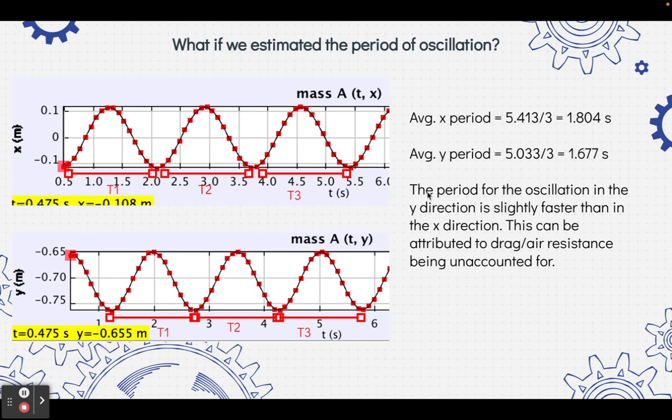So the period of oscillation for the y direction is slightly faster than the x direction, and we can actually attribute this to drag or air resistance being unaccounted for. So if we accounted for those forces like before, it would make a more realistic energy approximation and more realistic position and period.